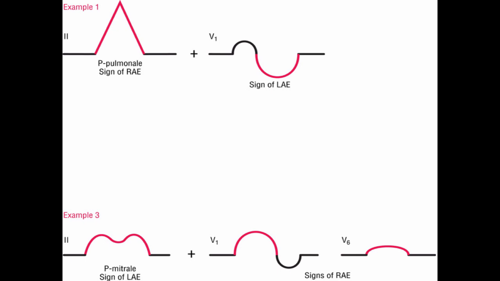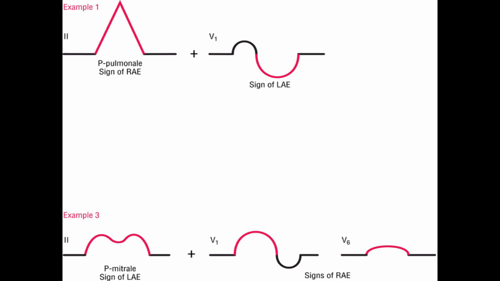Same thing at the bottom. Maybe I have P mitral. I've got that kind of M-shaped, notched, wide P wave in my limb leads, which is a telltale sign of left atrial enlargement. But then I go to V1, and I see that the first positive half of that P wave is larger than the second half, which is a sign of right atrial enlargement. So I have signs of both.